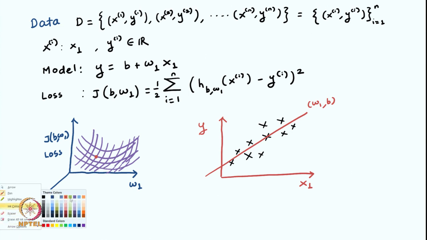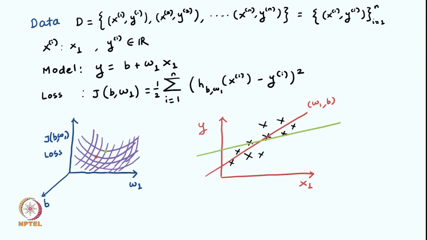If we select another point on this surface, let us say this particular point, this point will represent some other line. Let us call this point 1 and let us call this point 2.